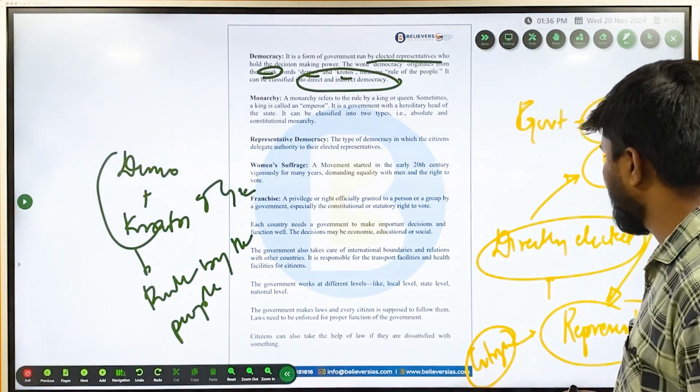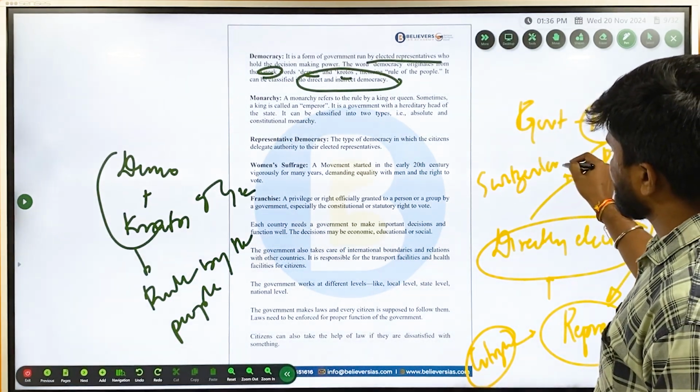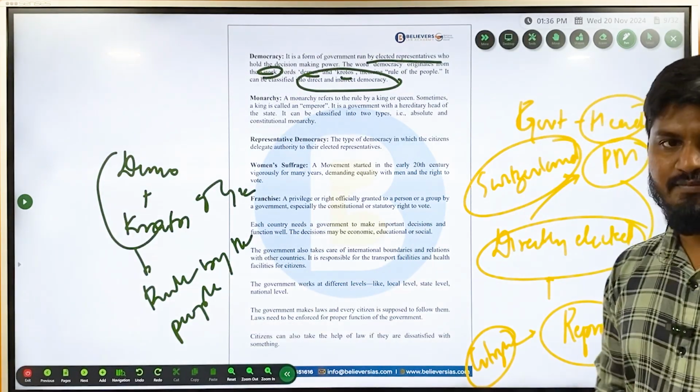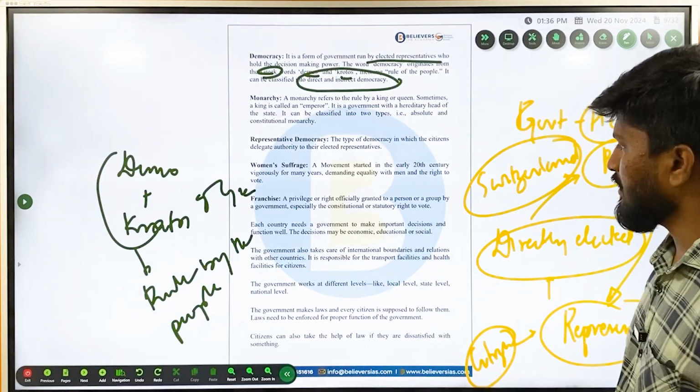Okay, the best example of direct democracy is Switzerland. In Switzerland, the head of the state is elected by the people. Okay, hope this is clear. There are two types of democracy.